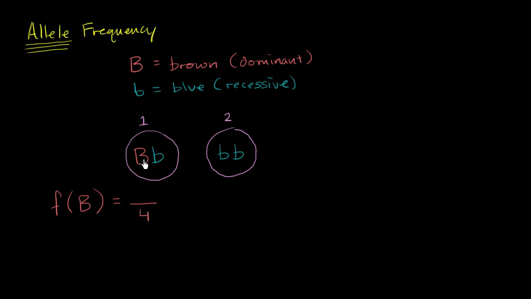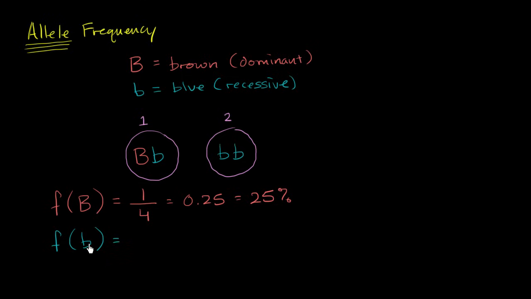And out of them, one of them is the capital B allele. And so we could say that that is going to be 0.25 or 25%. So once again, 25% of the genes for eye color have the capital B allele, have the brown allele. Now we can ask ourselves the same question for the lowercase b allele. What fraction of the genes in this population code for or represent the lowercase b, the blue allele?